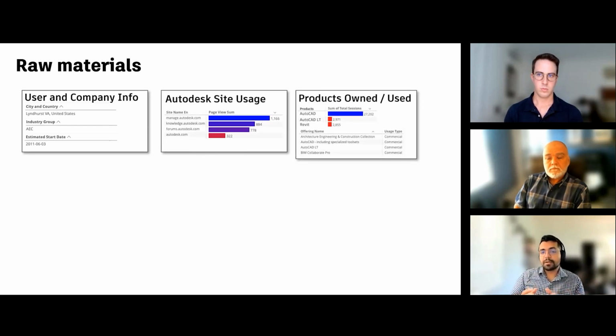Other things related to our customers are, for example, the Autodesk site usage that they have, how, for example, the engagement that they have on our Autodesk forums. The other obvious things that we have are also products that they own, the products that they use, and the license types that are associated with those different products.